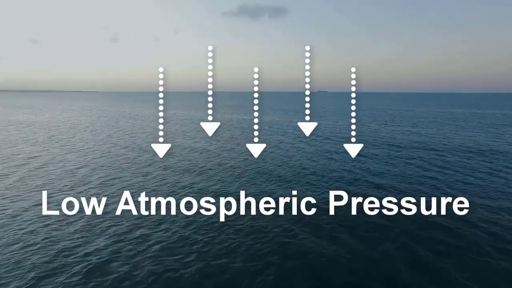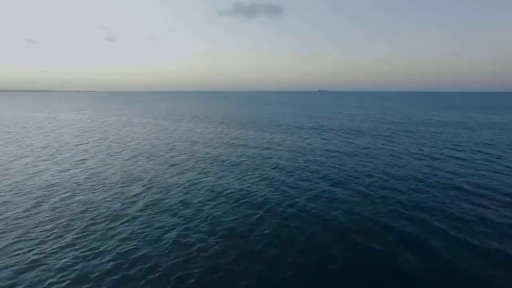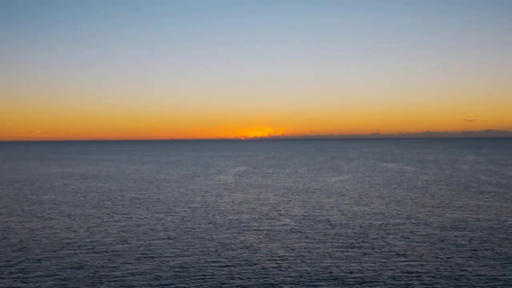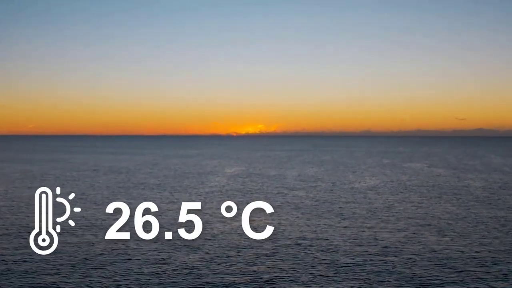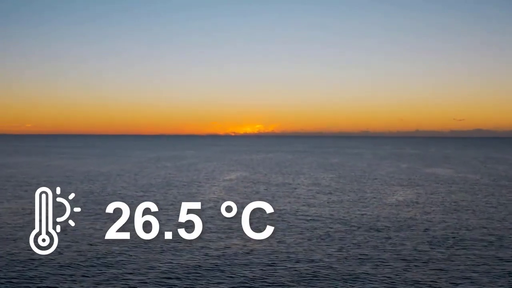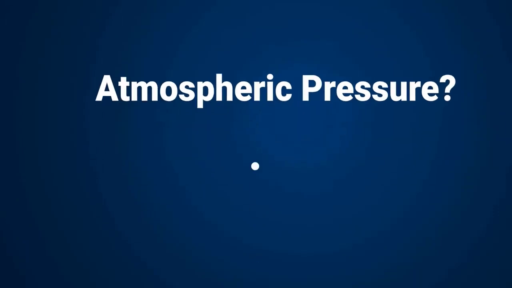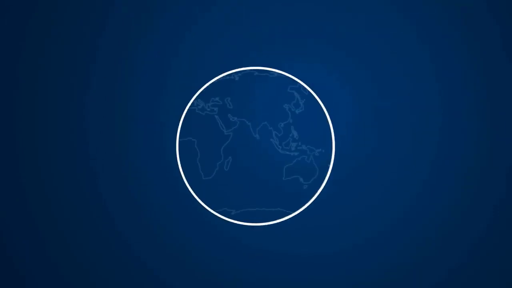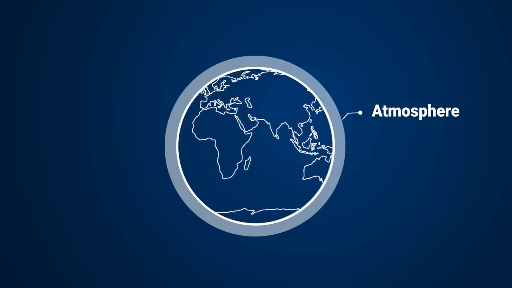When the atmospheric pressure is low over a large water body that is still, and the temperature of the water is more than 26.5 degrees Celsius, then they form into a cyclone. Before getting any deeper, let us understand what atmospheric pressure is in general terms. The density of air in our atmosphere differs from place to place. They are not the same everywhere.